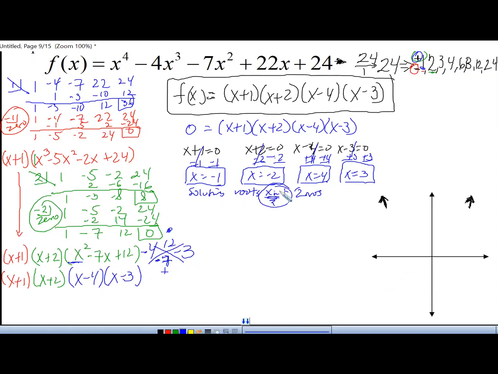Here we go. My first x-intercept is at -1. -1 is right here. Plot your 0. There it is. What is the next one? -2. -2 is about right there. Plot your 0. There it is. The next one, x equals 4. X equals 4 somewhere over here. This is 4. And x equals 3, which is somewhere right there. There it is.